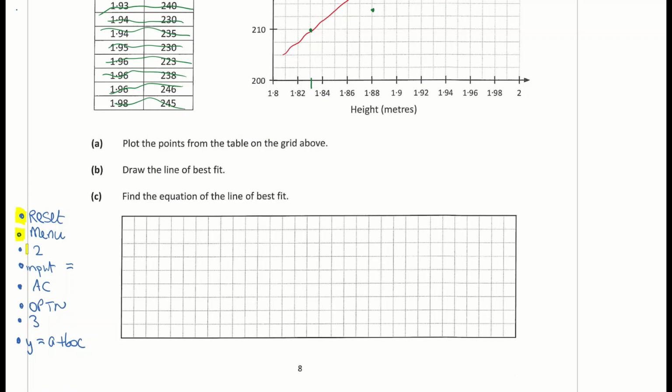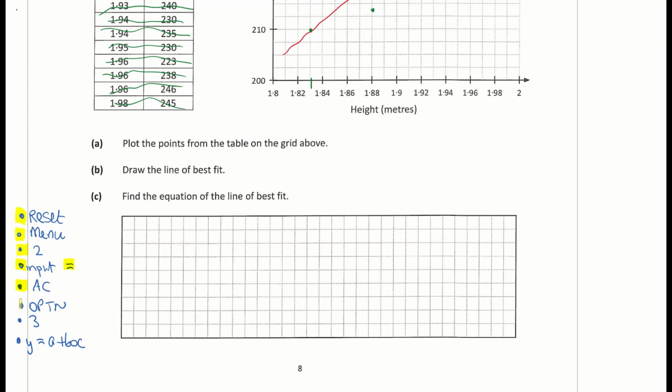Once you've reset your calculator, you want to press the menu key, which is top right hand corner. Then you press 2, and you should see 4 options coming up. We want to click on number 2, which says y is equal to a plus bx. When you press on 2, your table should appear with an x column and a y column. You input all of your data into that table, but just make sure as you input it, you have to press equals in order to move down to the next line. Once you have the heights in the x column and the speed in the y column, press the AC button, the yellow button on your calculator.